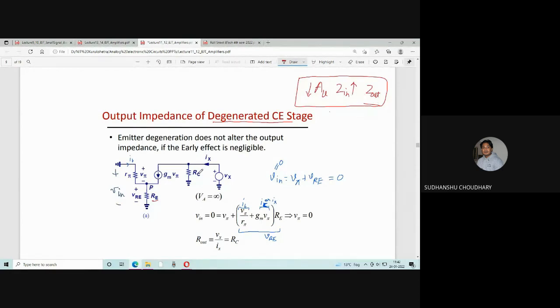And this is true when there is no R naught, right? So VA, that is early effect, the early voltage was considered infinite. So that R naught was also infinite. So we didn't consider R naught here. Negligible early effect was considered. Right. So in that scenario, these three things are true. Okay. Now let us continue from here.